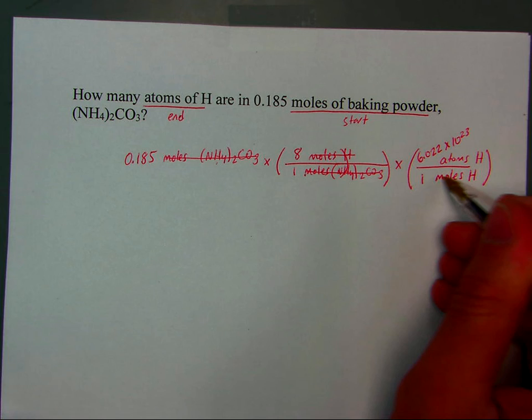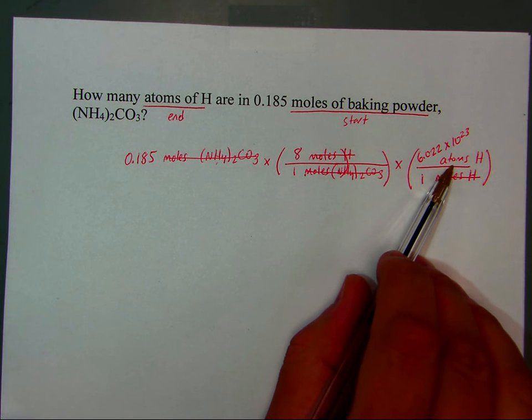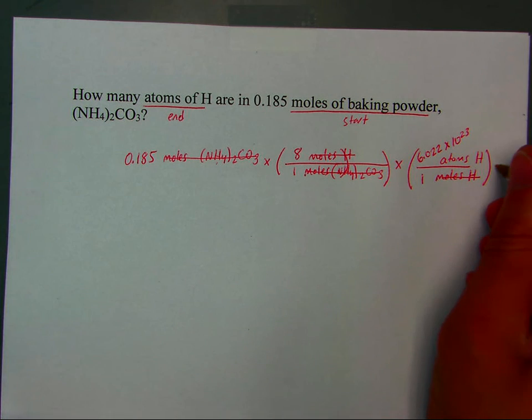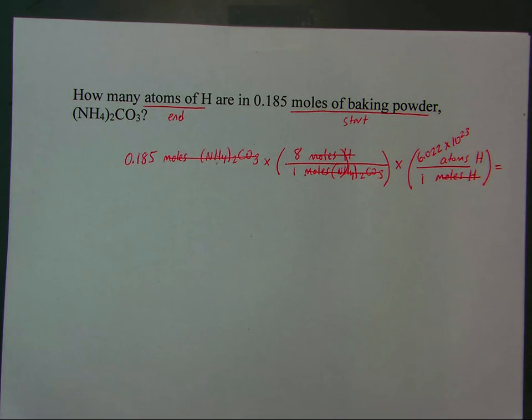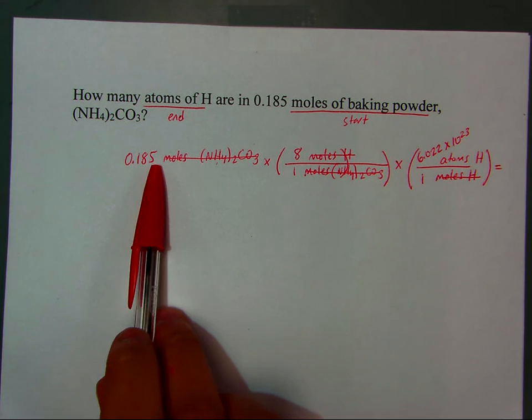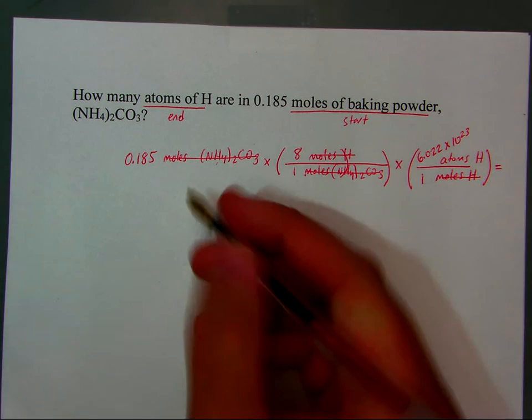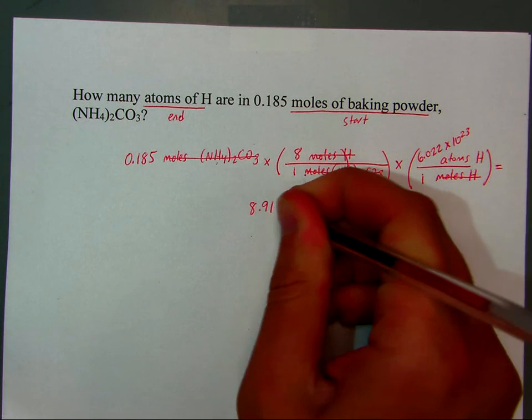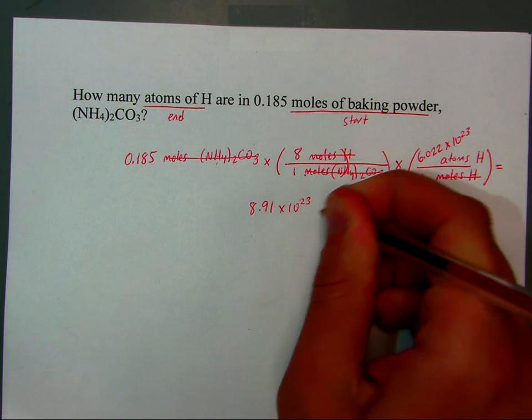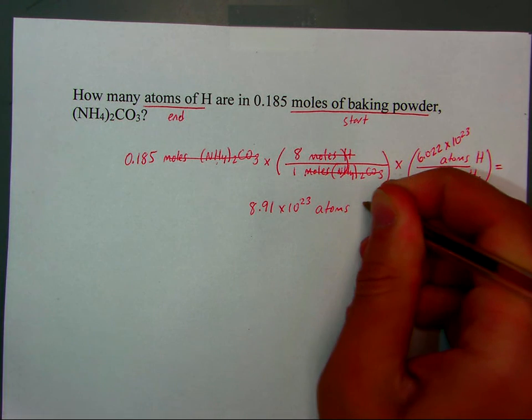This will allow me to cancel moles of hydrogen, and I'm just left in units of atoms of H, which is what I want. I'm going to plug this through my calculator now. And what I'm going to end up with is 8.91 times 10 to the 23rd atoms of hydrogen.